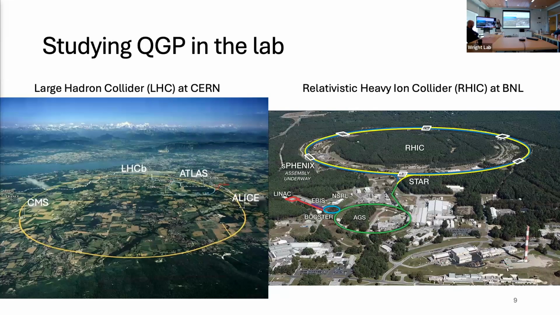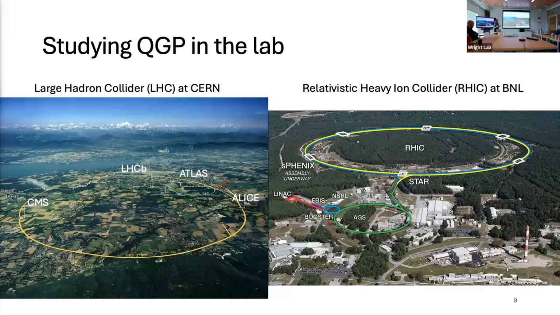So obviously we cannot go all the way back to the beginning of the universe to study the QGP. So where we can go instead is to recreate those conditions in the lab. So there's two facilities where you can do these types of experiments: the Large Hadron Collider at CERN and the Relativistic Heavy Ion Collider at Brookhaven National Lab on Long Island, which is where I work.